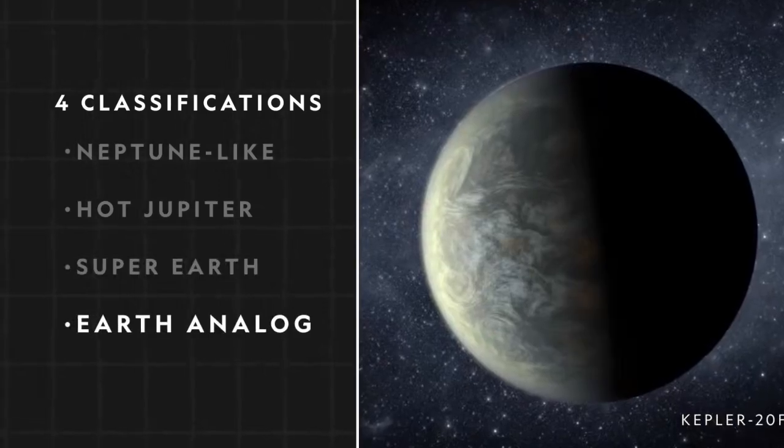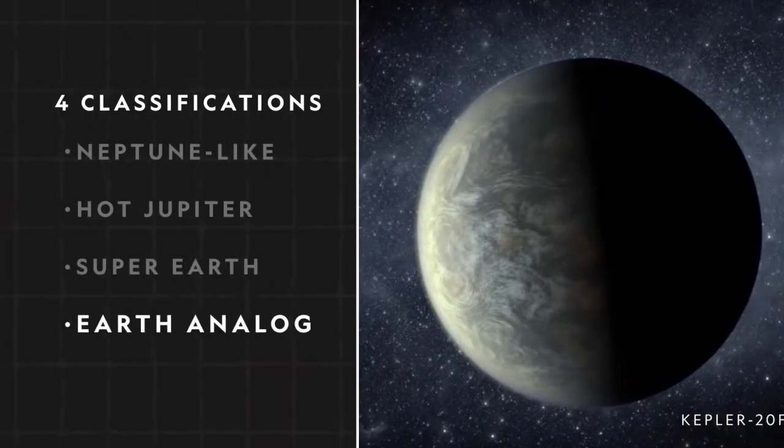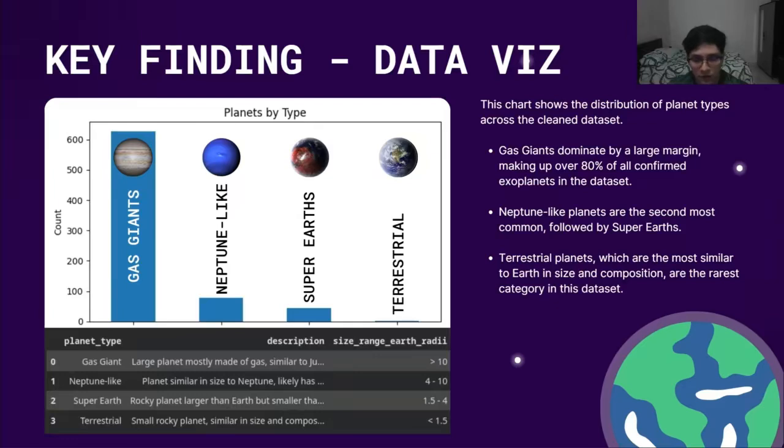Terrestrial planets, which are the most similar to Earth in size and composition, are actually the rarest group in this dataset. This also reflects an important detection bias, because larger planets are much easier to detect with current technology.